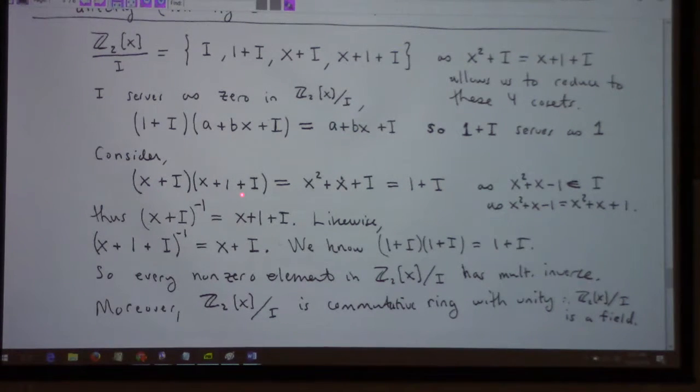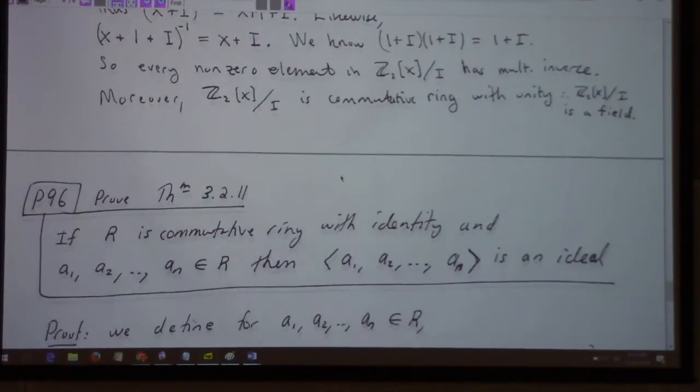Consequently, this and this are inverses of each other, which then shows that all of the non-zero elements in this set have multiplicative inverses, which is to prove that Z2[x] mod I is in fact a field with 4 elements. Which, by the way, is pointed out later when we are studying field extensions.